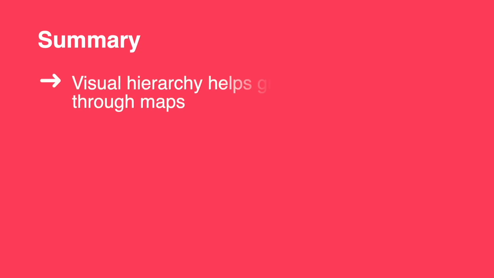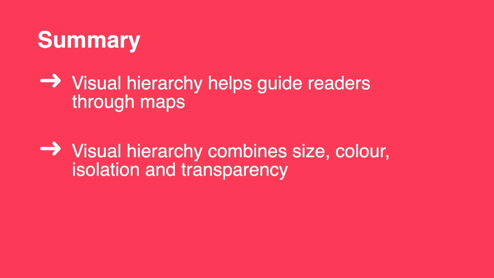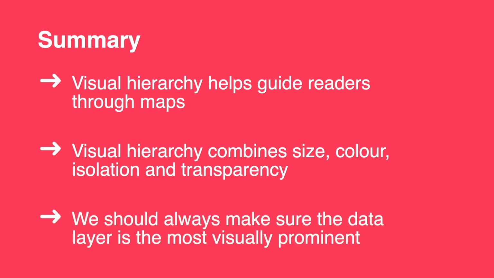So, in summary, creating a visual hierarchy helps guide readers through the maps that we make. We can establish visual hierarchy using combinations of size, colour, isolation and transparency. And we should always make sure that the data layer is the most visually prominent part of our maps.